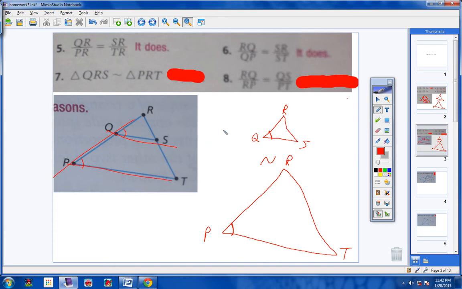So what would you say for this? I would say yes, the two lines are parallel, and I would say because of corresponding angles being congruent. That's what I would say. Alright, okay, number 8, we have RQ over RP. So we have this over this equals this over this.